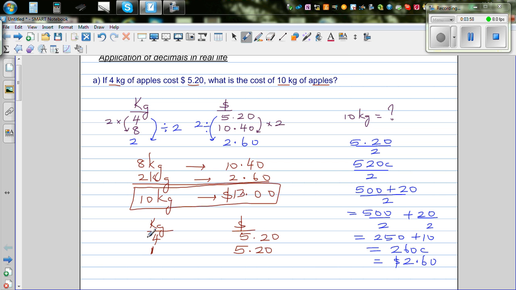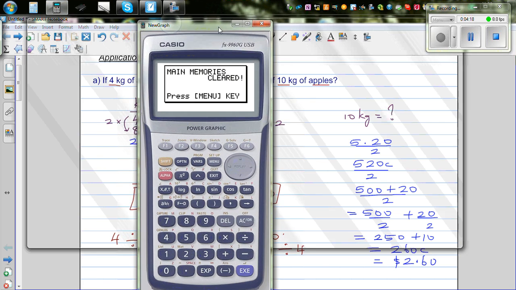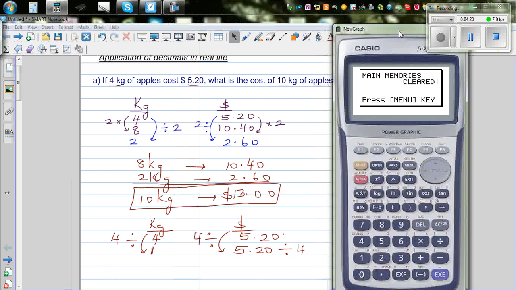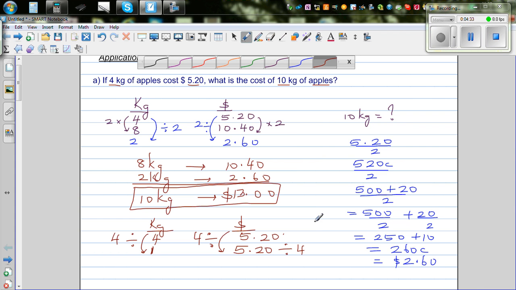Again, here the same proportional thinking. So here you're dividing by 4. If you want to get 1 from 4, 4 divided by 4 is 1. So you do the same thing here. That's why I'm dividing by 4. So let me use a calculator. So this is $5.20. Let me show you the working. Okay, so run menu. $5.20 divided by 4. So first find the cost of 1 kg, which is $1.30.